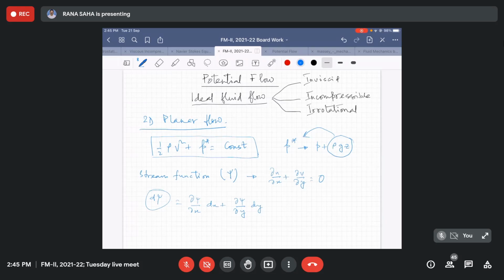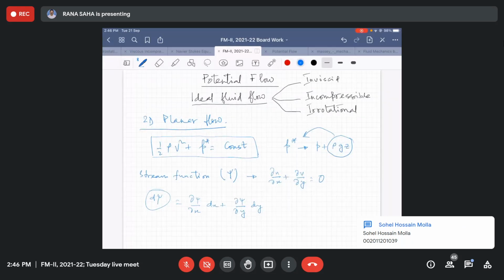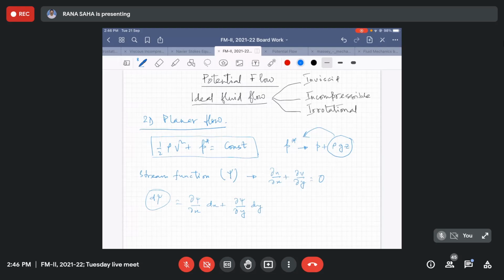And then we had the physical significance. Actually, stream function is one representation of the mass flow rate, you can say, in some form. The value of the stream function is one kind of representation of this mass flow rate.